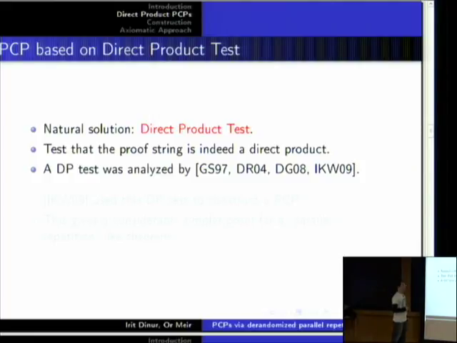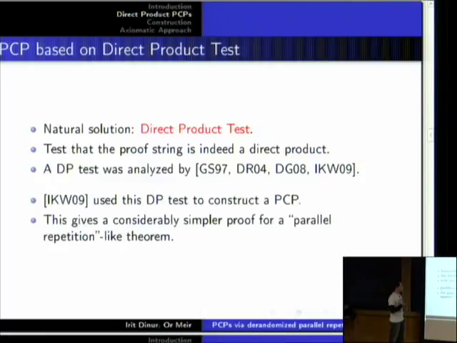The last of them is by Russell, Valentin, and Avi, the IKW paper. Not only did they analyze the direct product test in this paper, they actually managed to use this idea of using a direct product test to construct a PCP, that is, to simplify the parallel repetition using this test. So this gives some sort of much simpler parallel repetition-like theorem. And this is, as Boaz said, actually where we bypass the Feige-Killian result. They assume that we do not do something like the direct product test.